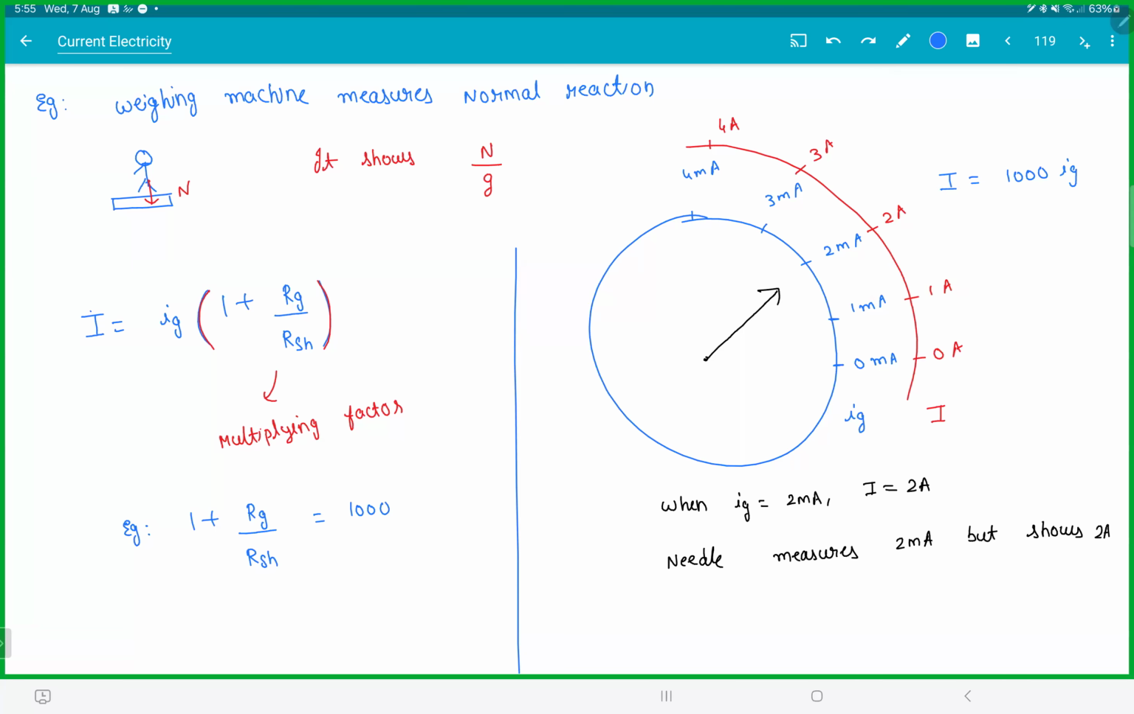So you erase this blue color thing. Now, for someone who has never seen this before, you don't know what is Ig. You will only see capital I markings there. But inside, you manipulated everything. Whenever it measures 2 milliampere, you made it show 2 ampere. So we know the actual current which is flowing in the main circuit.